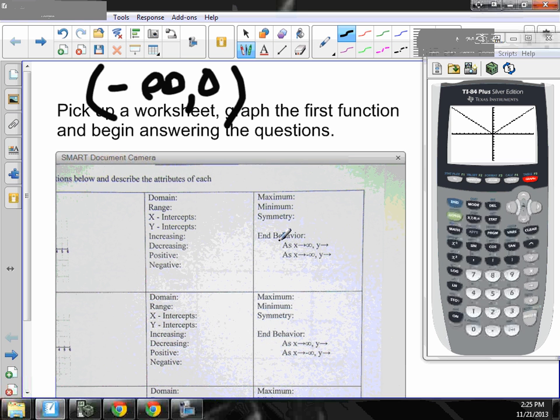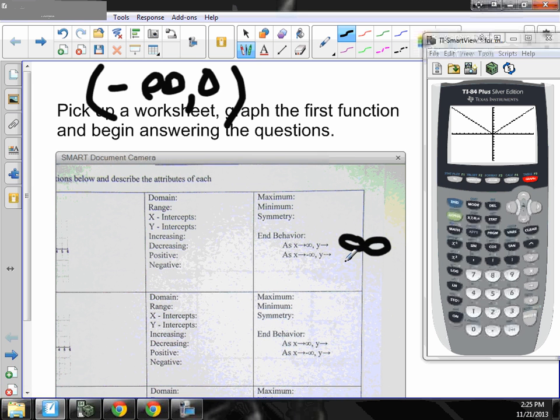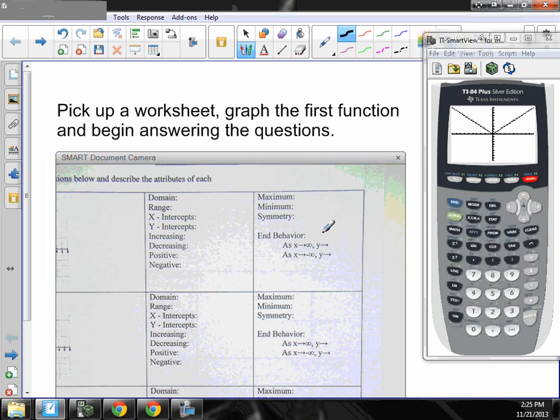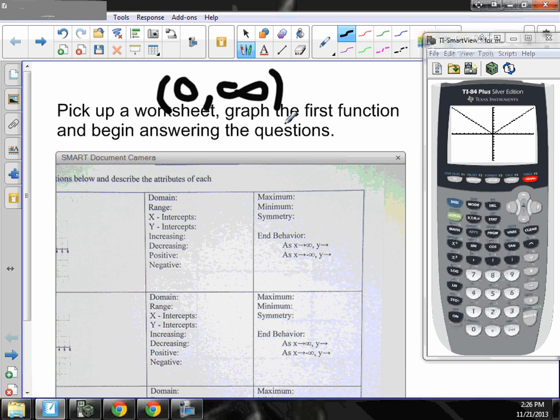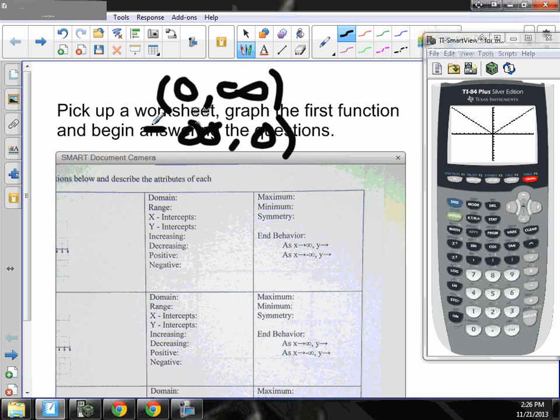Okay, end behavior. As x goes to infinity, y goes to infinity. As x goes to negative infinity, y goes to, they're both positive. Okay? I'm sorry. Positive. When is it above the x-axis? From 0 to infinity. And we don't include either of those because 0 is on the x-axis. When is it negative? From negative infinity to 0, and we don't include either of those.